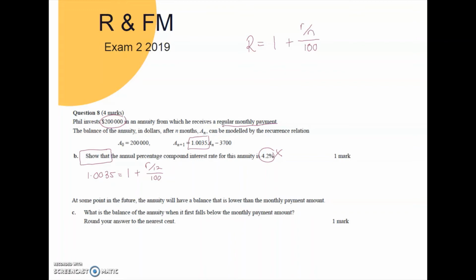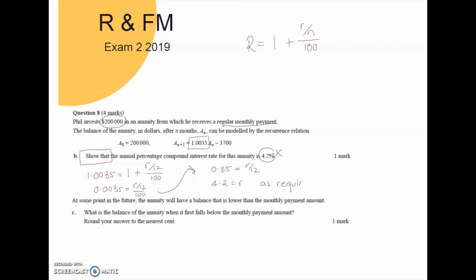Okay, so here we would subtract 1. So we can say that 0.0035 is equal to R over 12 over 100. Okay, and then we might also do a bit of manipulation here. To get rid of the divided by 100, we would times by 100. So we'd have 0.35 equals R over 12. And then again, multiply by that 12 gives us 4.2 equals R.